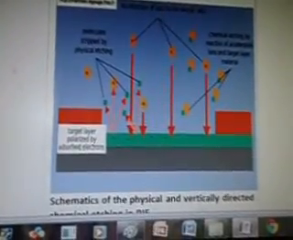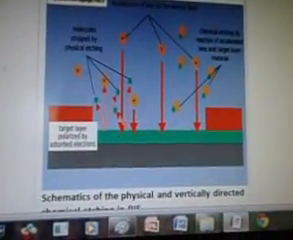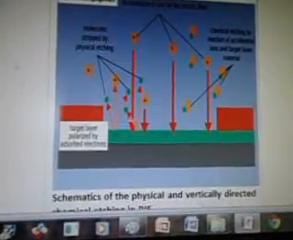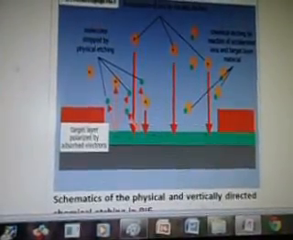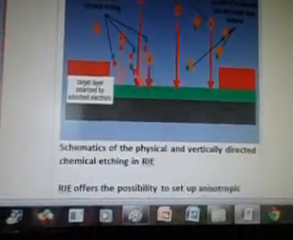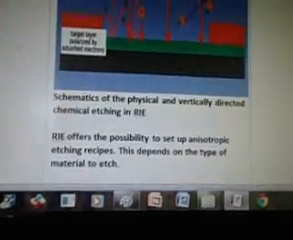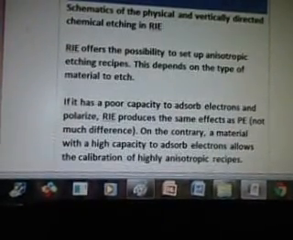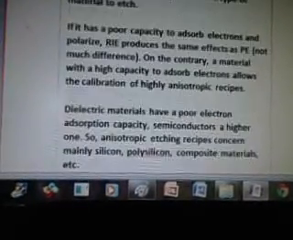So here's the acceleration of the ions by the electric field, chemical etching by reaction of accelerated ions in target layer material, and molecules stripped by physical etching. So you can strip molecules and gather the atoms from them, right? Target layer polarized by absorbed electrons. Schematics of the physical and vertically directed chemical etching in RIE.